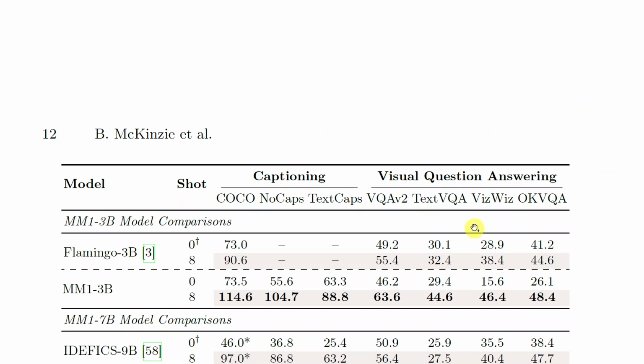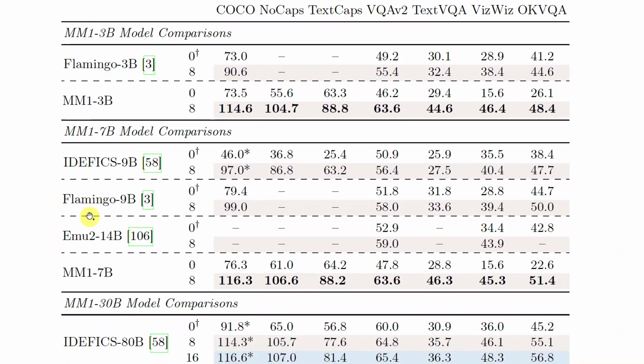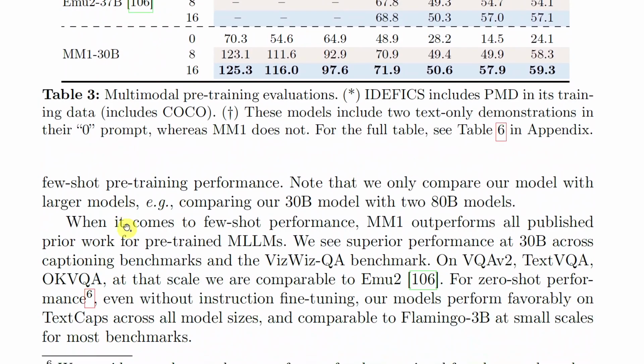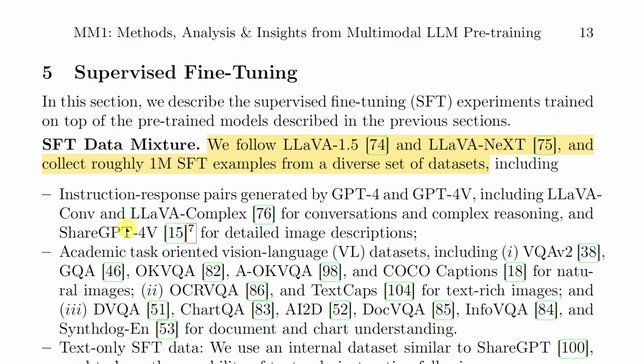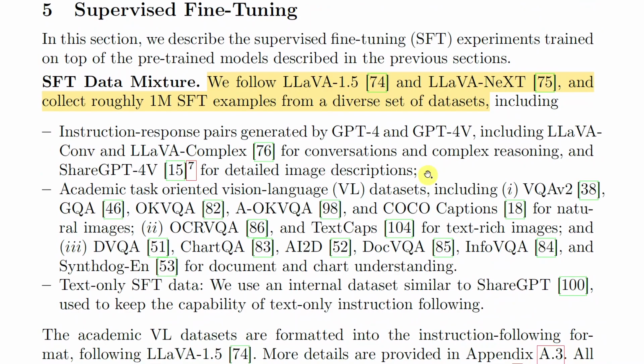So these are the parameters comparing with Flamingo, Emu. Okay, once the model is pre-trained, to evaluate they did supervised fine-tuning. Fine-tuning was done following LLaVA 1.5 and LLaVA-NeXT, the way those models were trained, and roughly 1 million SFT examples from a diverse set of data sets was used. So these data sets were used.